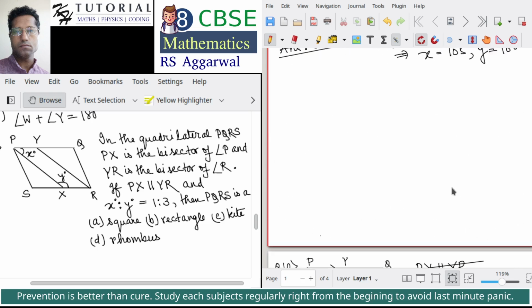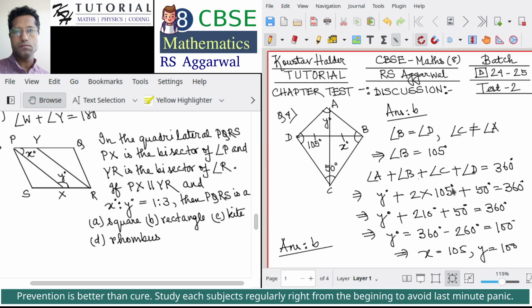So question number 4 was regarding the rhombus, or rather the kite, where using visual interpretation from the figure in the given problem, it was evident that the diagonal BD was bisected by the diagonal AC. In that case, angle D and B will be equal. So X will be 105 degree, and once X is found, we can find Y from the fact that the sum of all the angles is equal to 360 degree.